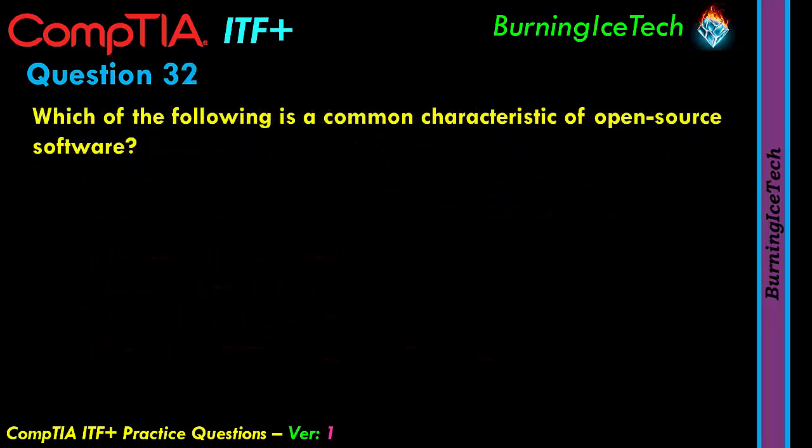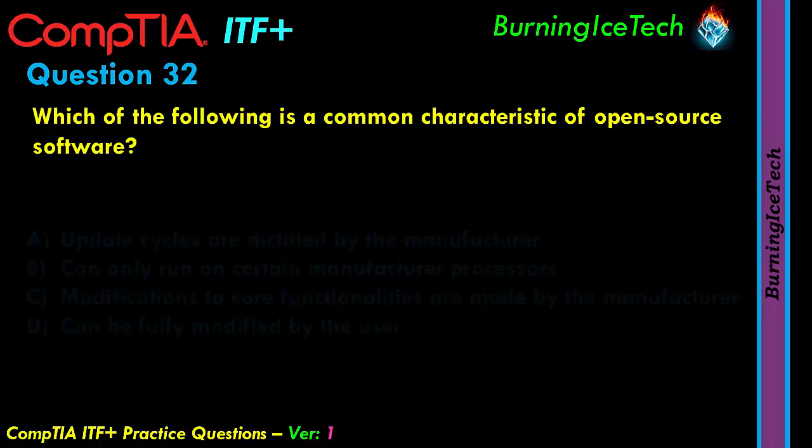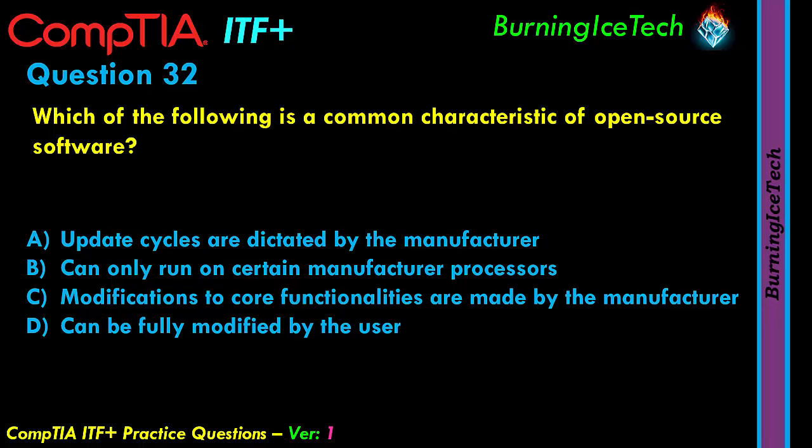Which of the following is a common characteristic of open source software? Now, what is open source software? So I think you all probably have an idea what software is, but what does it mean when we say it's open source? That's the key word here.